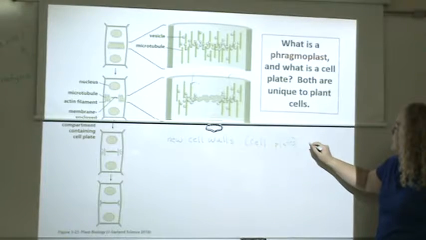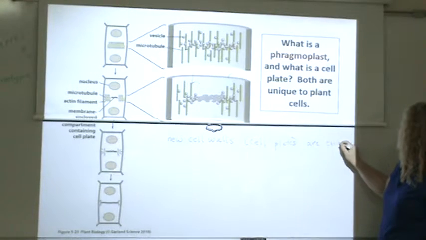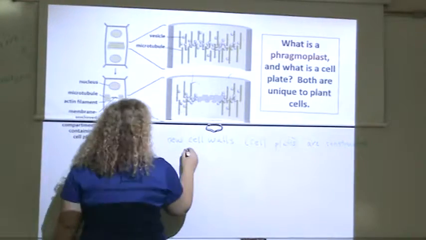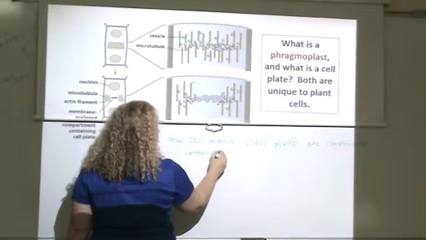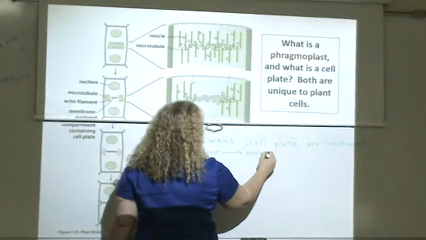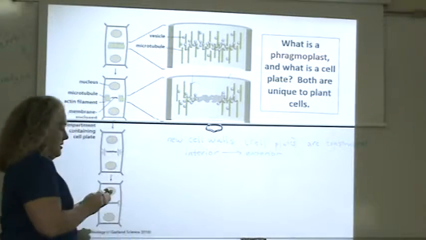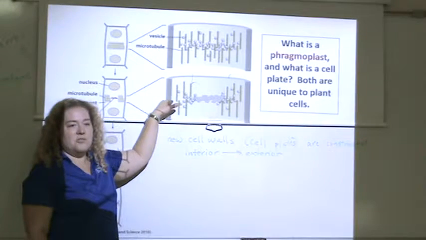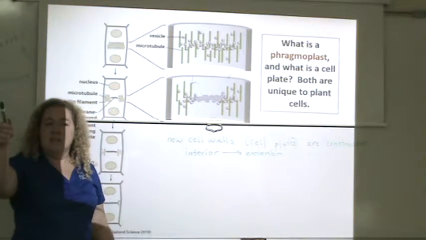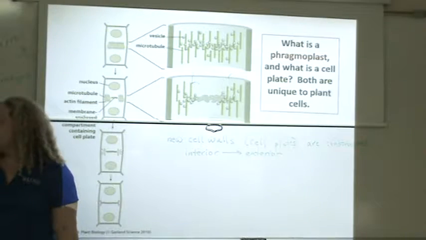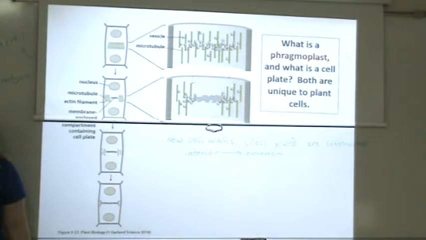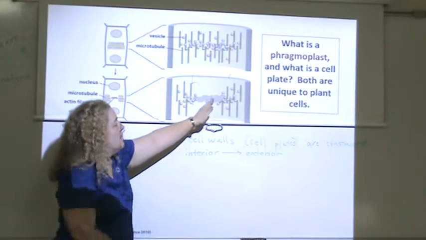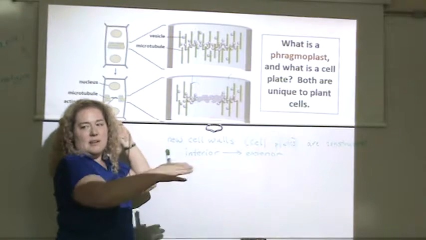Cell plates are constructed from inside to outside, or we could say interior to exterior. So if it were me and I were going to build a new wall across the cell, I would start from an existing strong wall. And we talked about that for this class. If we were going to build a new wall in here, you start from an existing wall and you go over. Plant cells start from the middle and build out to connect to the side walls.